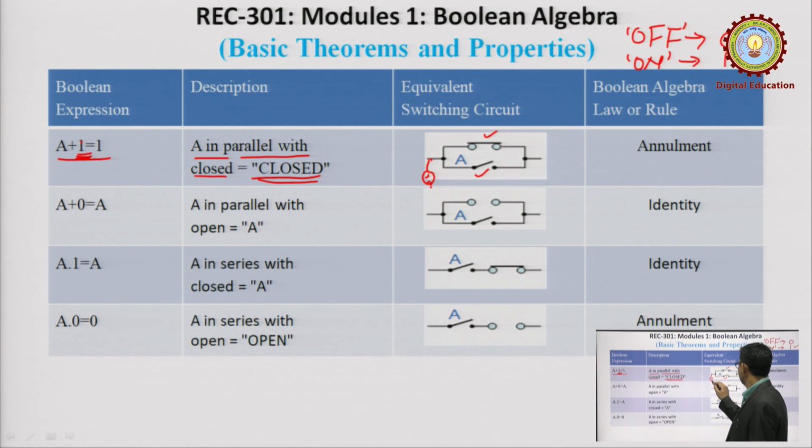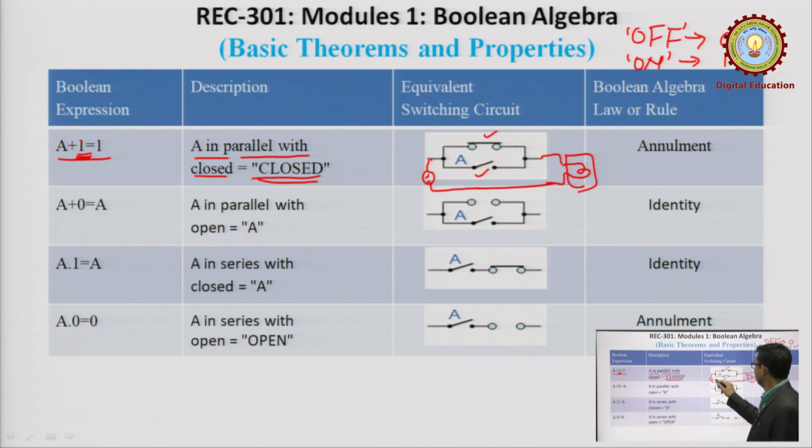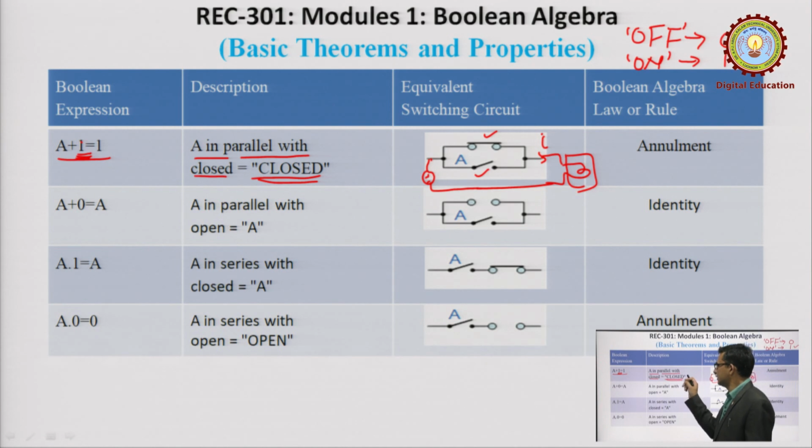Suppose, if this is the supply, plus and minus, and this is some electrical device. If any one of these two switches is on, then some current will flow in this. It means the device will be on. So, this is the physical significance of the statement A plus 1.